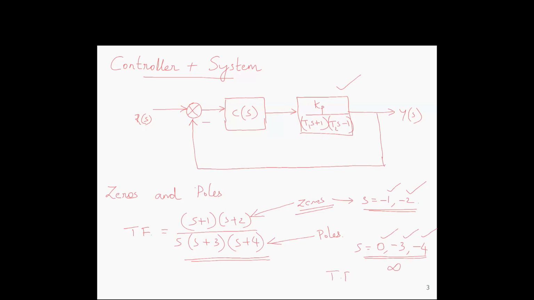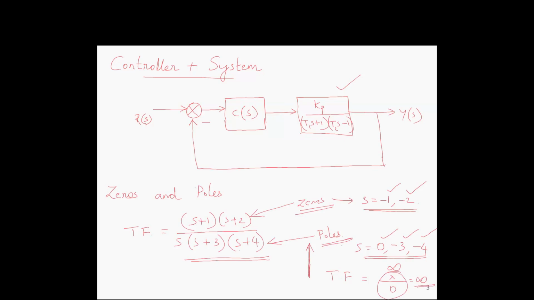So once you substitute the value of s to be either 0 or -3 or -4, one of these terms will be 0. So the denominator will be 0 and there will be some value x in the numerator. But this entire value of the transfer function will tend to infinity. So that is why it is called poles. The value rises to infinity. That is why the name pole.